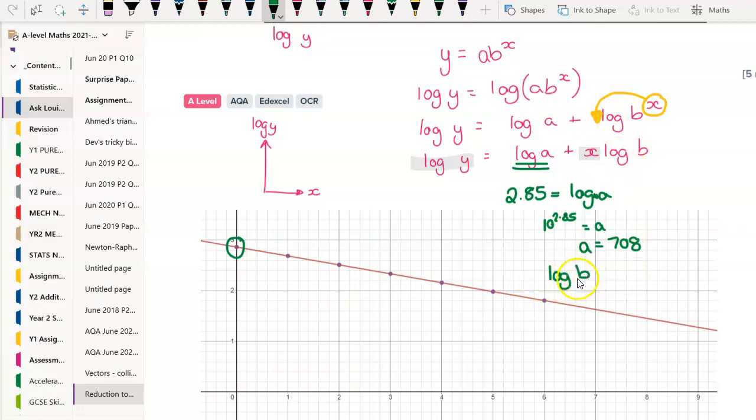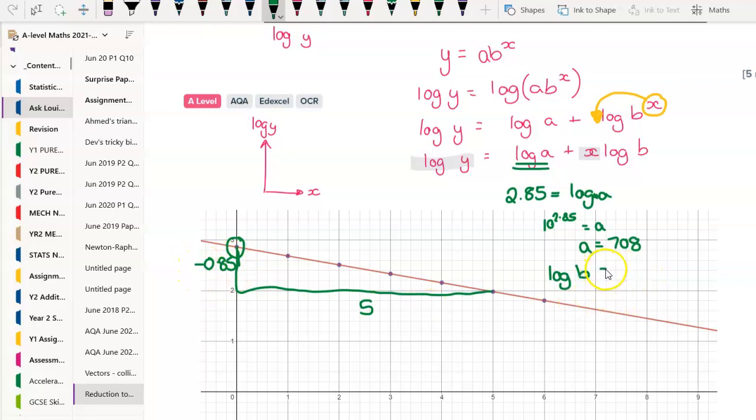So how are we going to calculate our gradient? Well, we can take any 2 points on the line. They're all on an exactly straight line, so we could take any 2 points we like. This one looks like an easy one. Oh yeah, that one and that one. That's a lovely straight line, isn't it? So this is going from 0 to 5, so that's 5. And this is going from 2 up to about 2.85, so that's about 0.85-ish.